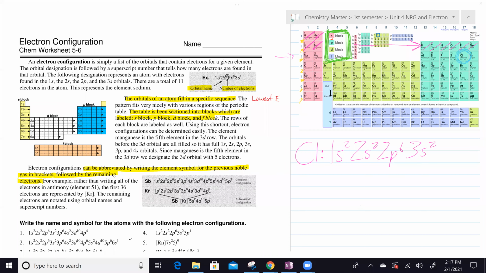3s2. That's those two. And then 3p4. 3p. 1, 2, 3, 4. Or do I hit the 5? So you gotta hit the 5. Very nice. 3p5. Very good. 3p5. Excellent, Darren. Nice job. That was good.